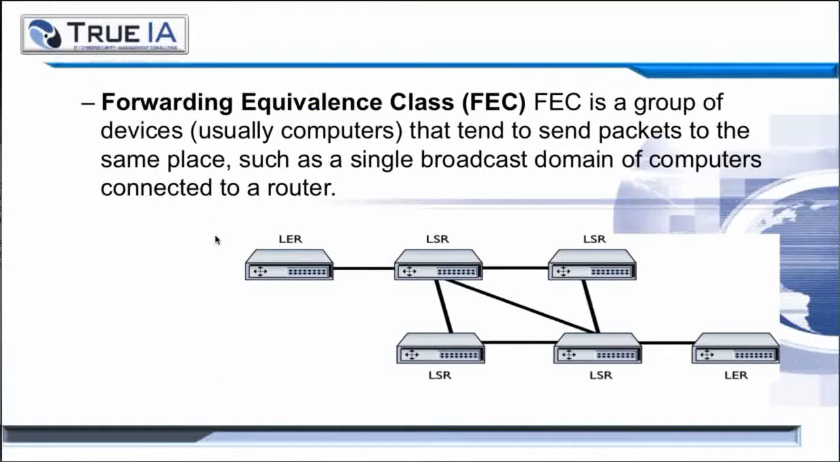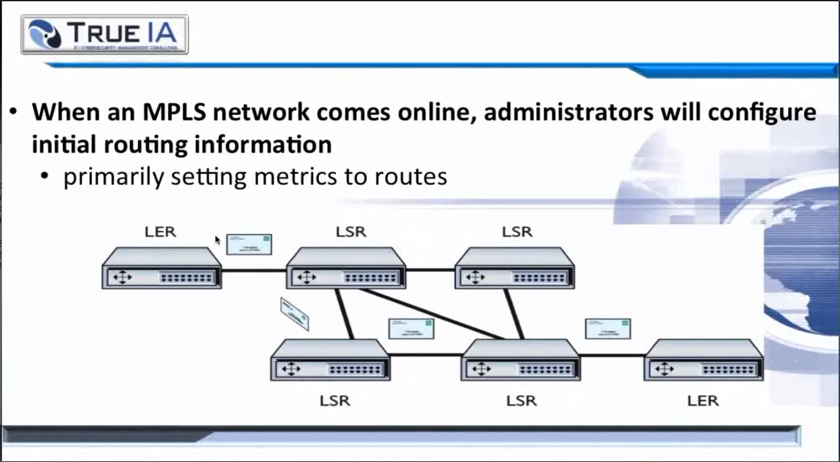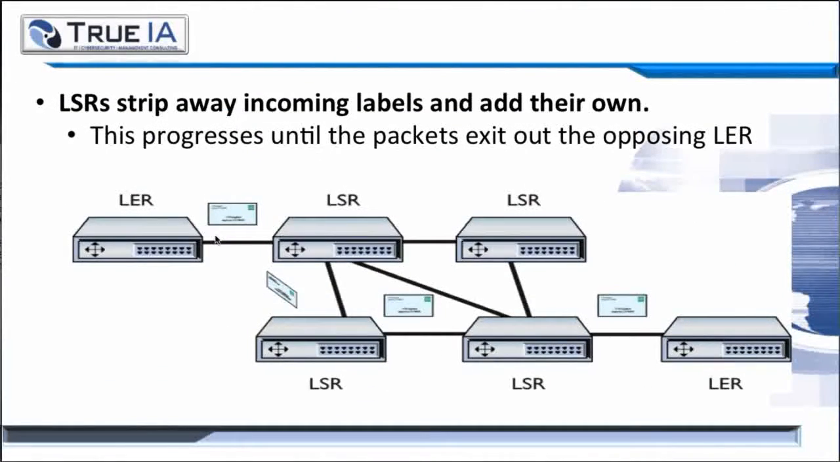Next, we have FECs. These are Forward Equivalence Classes. It's a group of devices, usually computers, that tend to send packets to the same place, such as a single broadcast domain of computers connecting to a router. When an MPLS network comes online, the administrator will configure it initially with the routing information, the primary setting matrix to each of the routes. LSRs strip away the incoming labels and then add their own. This progresses until the packet exits out of the opposing LER.